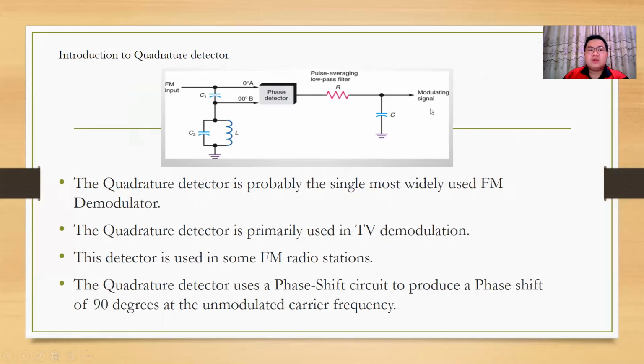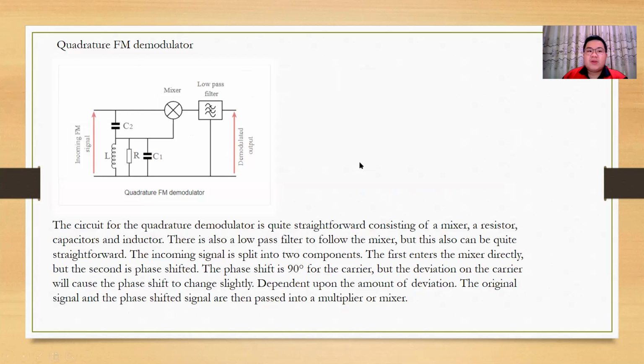Okay, introduction to quadrature detector. This is the circuit diagram of the quadrature detector. The quadrature detector is probably the single most widely used FM demodulator. It is primarily used in TV demodulation, and this detector is used in some FM radio stations. The quadrature detector uses a phase shift circuit to produce a phase shift of 90 degrees at the unmodulated carrier frequency.